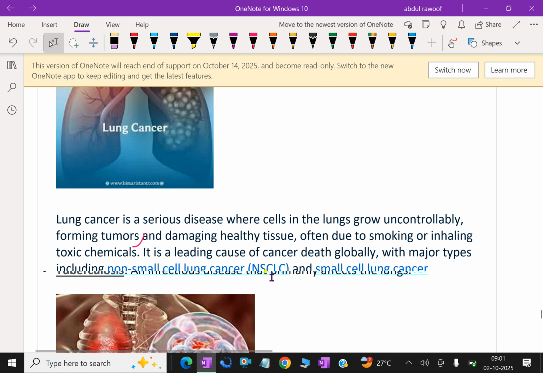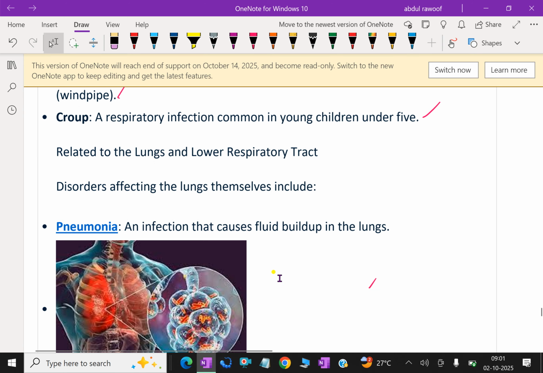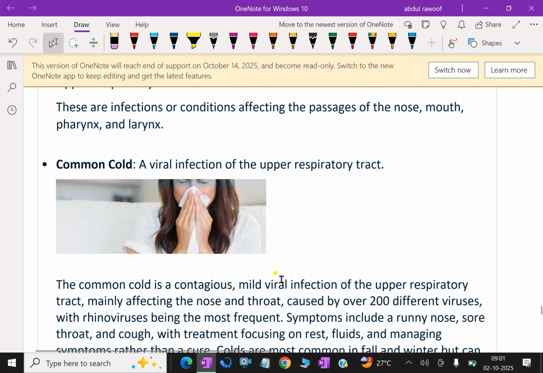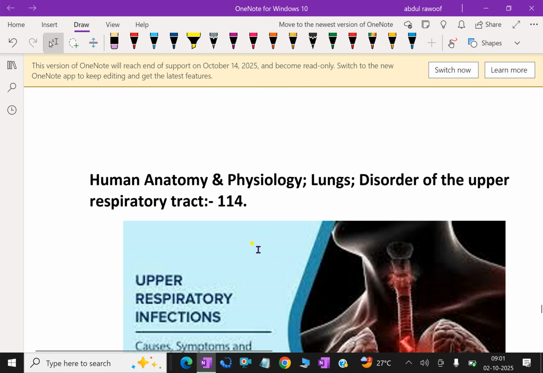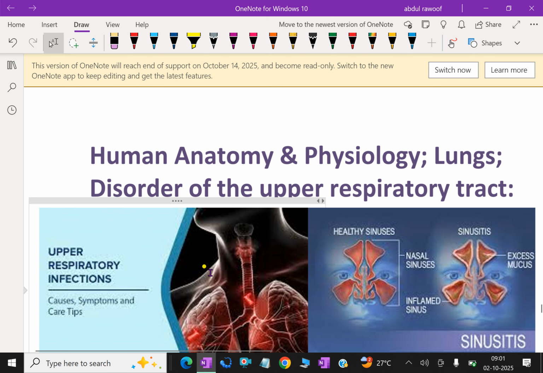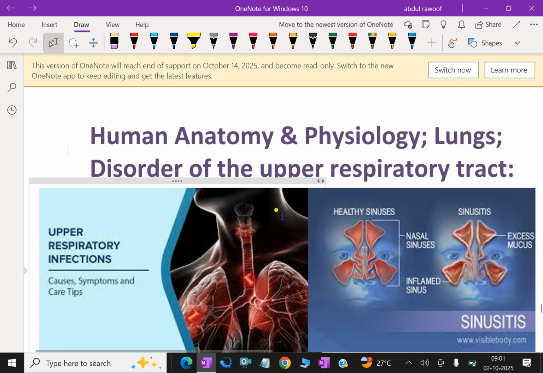So far, we discussed human anatomy and physiology, about lungs, disorders of the upper respiratory tract.